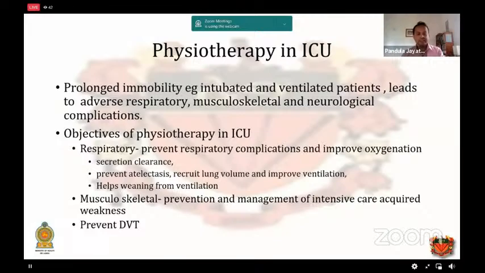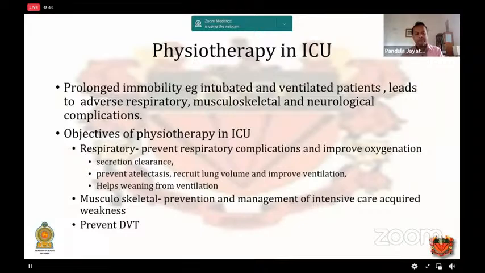So what happens is secretions will stagnate in the lungs and result in atelectasis, that is, collapsing of the alveoli, and then it will act as a focus of infection, and also the oxygenation will be impaired because of the atelectasis. So we have to give physiotherapy to prevent the atelectasis as well as for recruitment, that is, to open up the collapsed alveoli and to improve ventilation. And also, physiotherapy will help the patient to wean from the ventilation.